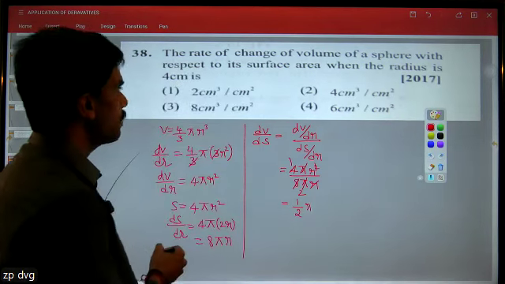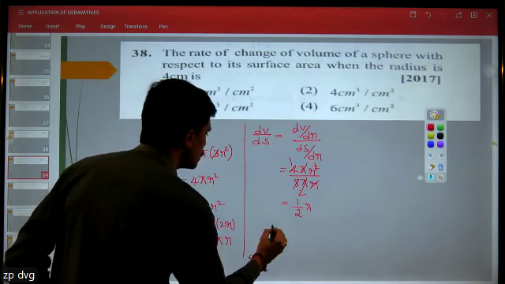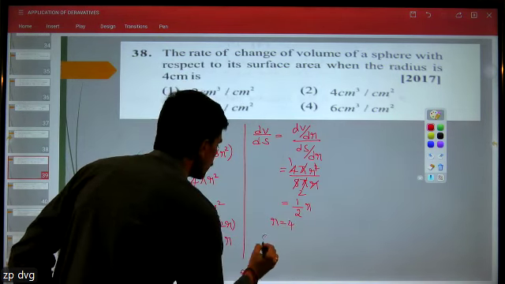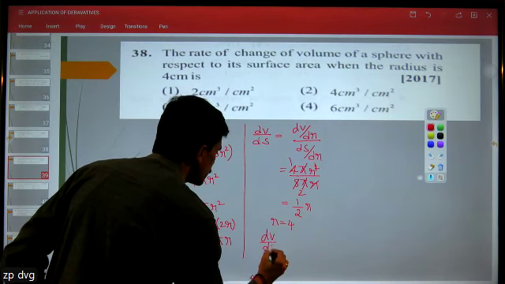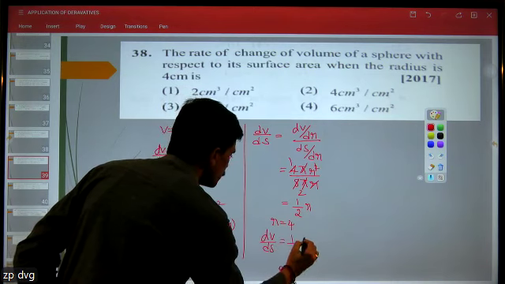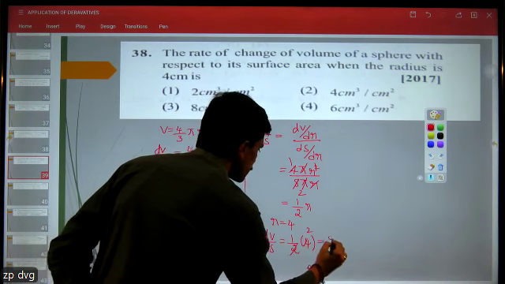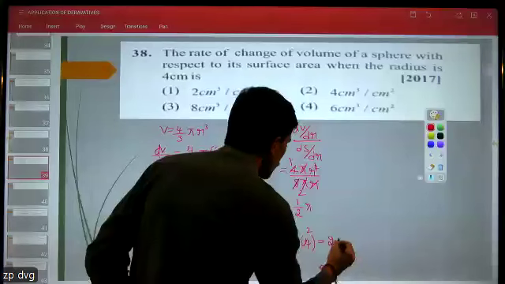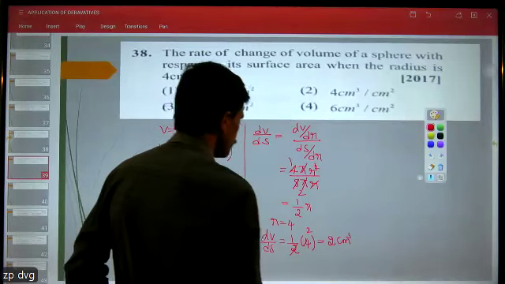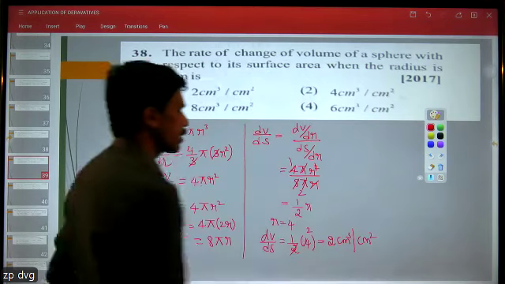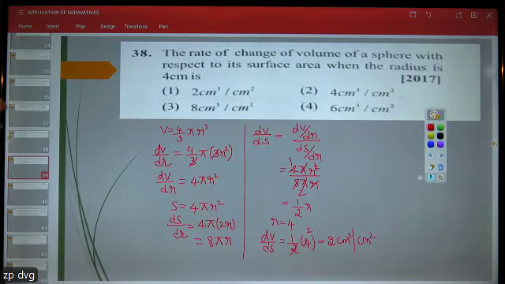But they given the value of r is equal to 4 centimeter. So that's why we have to take dV by dS equal to 1 by 2 into 4. So 2 ones are 2, twos are. So the answer is 2 centimeter cube per centimeter square. First option is the right answer.